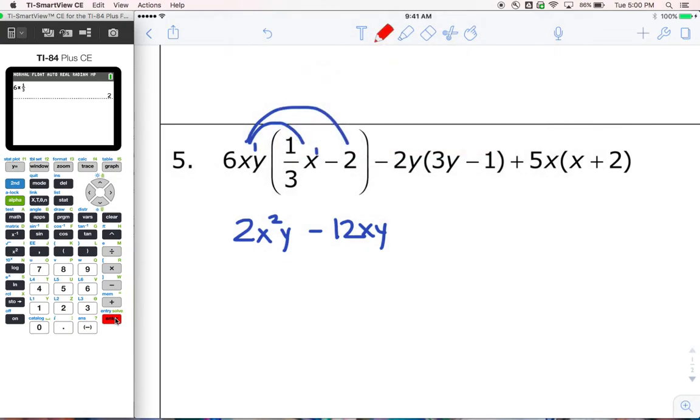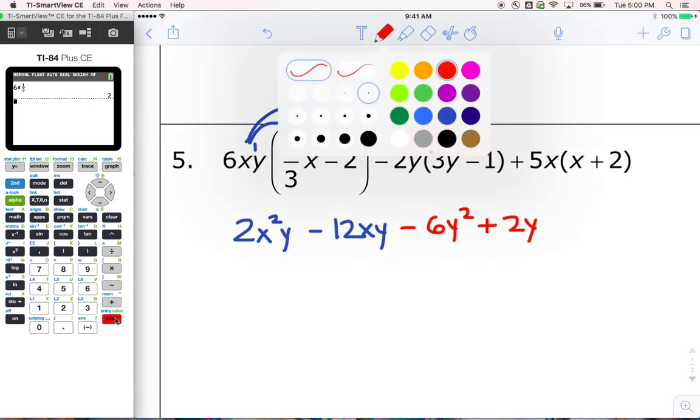Let's look at the next one. Negative 2y times 3y, I get negative 6. Got a y in both places, right? Add those up. So I get negative 6y squared. And finally, negative 2y times negative 1 is going to be a positive 2y, right? That comes from this front term. At the end, right, we've got one more group.